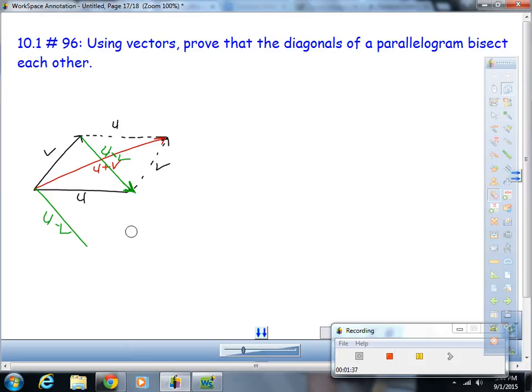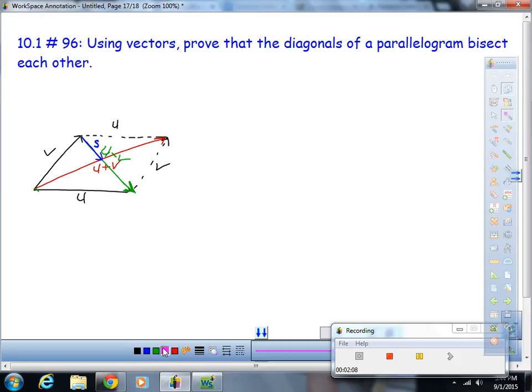I'm going to erase this because it's going to get dirty enough, if you will. Okay, now I'm going to want to name this. So let's call this little vector right here, this blue one, S. That's going to end up being a portion or a half of our diagonal, but we have to prove that. That's going to be what we're proving.